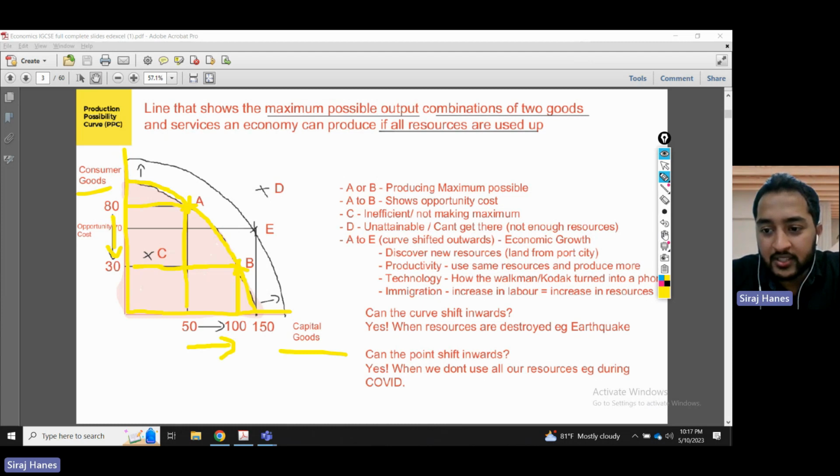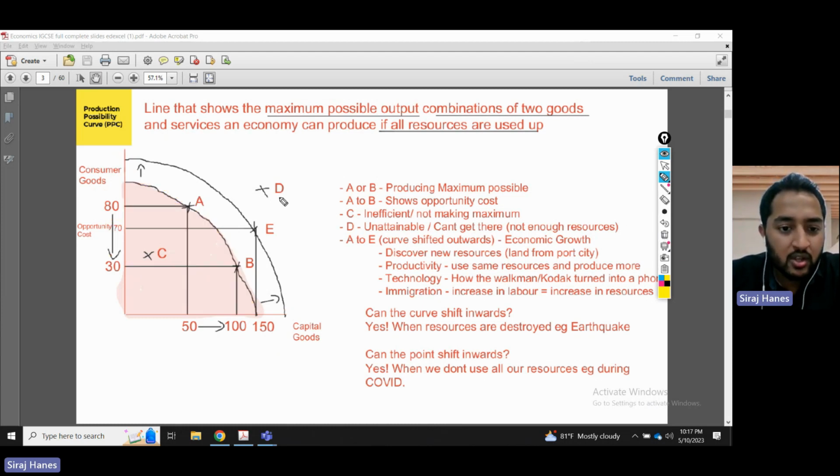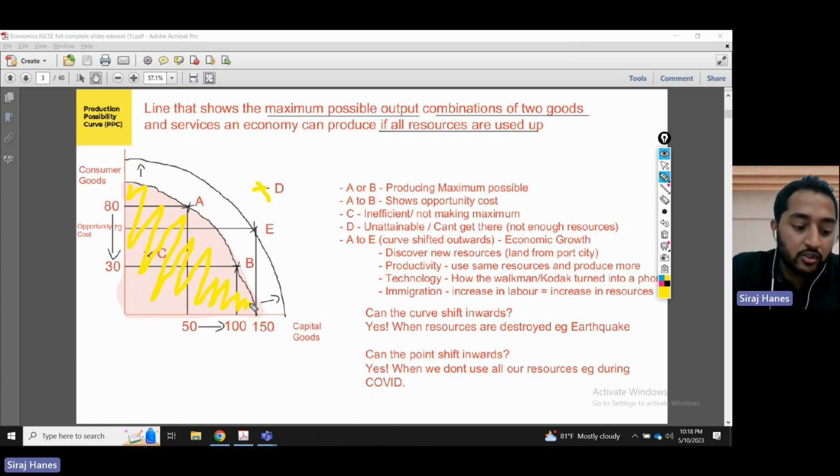Now, what else can I say as a concept? I'm wiping that out. If you look at point D, point D is unattainable right now because we don't have the resources. All our resources are in this shaded area here. That's all the resources that we have in a country. We don't have any more. There's only so much land that we have. There's only so much labor that we have. So D is unattainable at the moment.